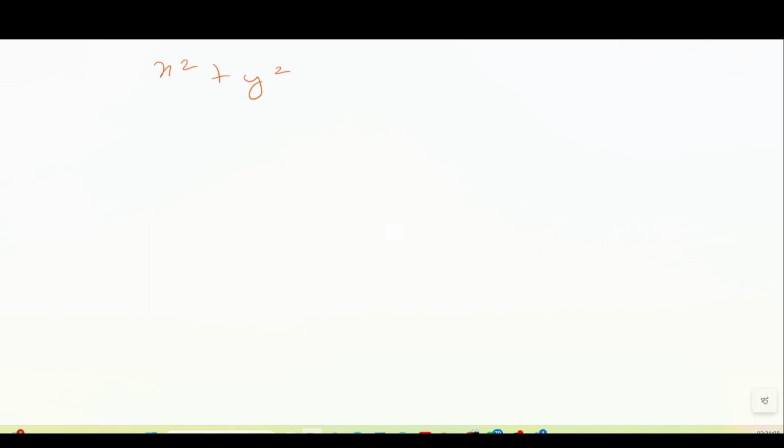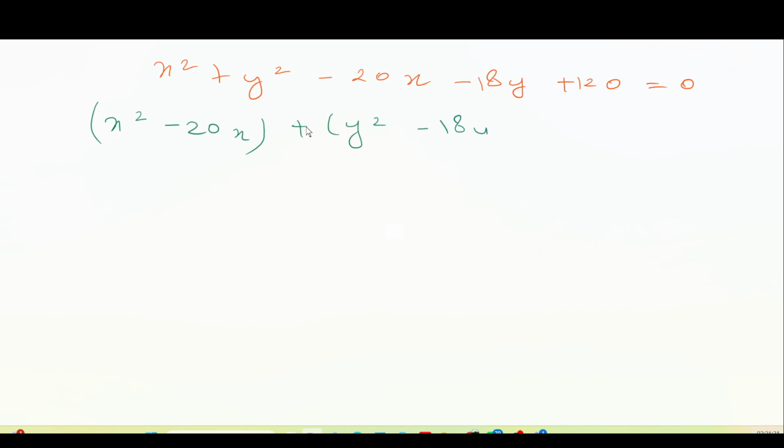Square plus y square minus 20x minus 18y plus 120 is equal to 0. So okay, let's take this one now. Here again, first we will group the same variables. We have y square minus 18y is equal to negative 120.